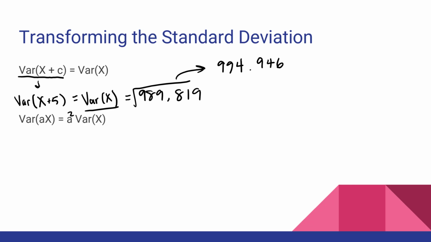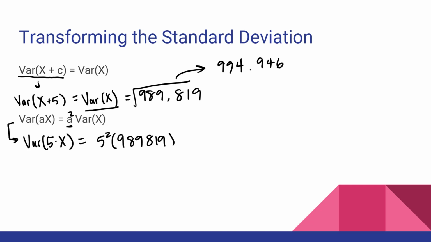Now we have, if we were to multiply everything by 5 again. So the variance of 5 times our random variable is equal to whatever number we multiplied on, so 5 squared times the variance. So again, our old variance is 989,819. So it would look like this.